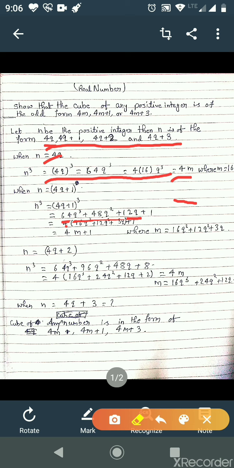Same process for n equal to 4q plus 2, cubing both sides. Take m equal to 16q cube plus 24q square plus 12q, plus 2. Answer.